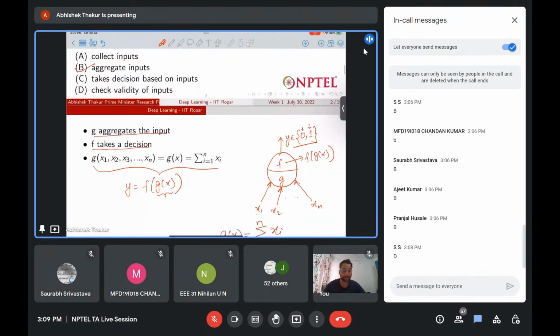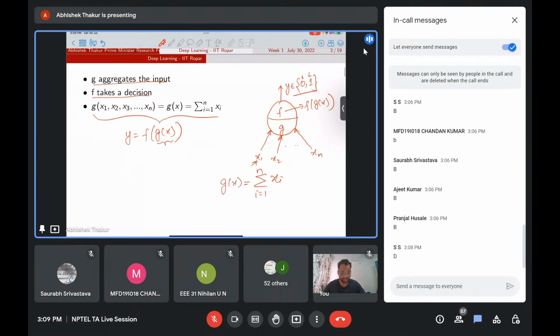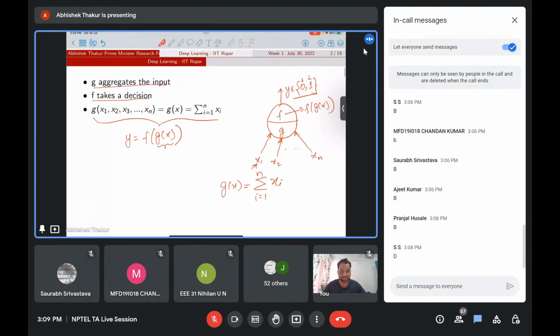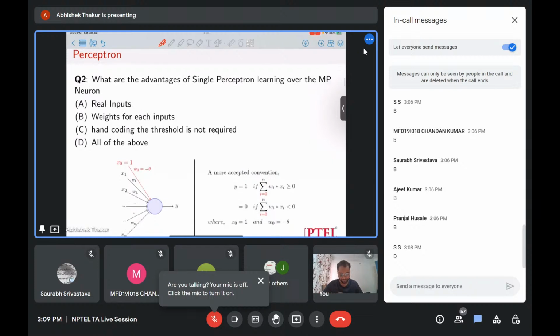So what are the challenges in the MP neuron? It does not take real input values. It takes logic gate style inputs like 0 and 1. So real inputs can be taken in the perceptron model. Next, we will discuss the concepts based on the perceptron model.